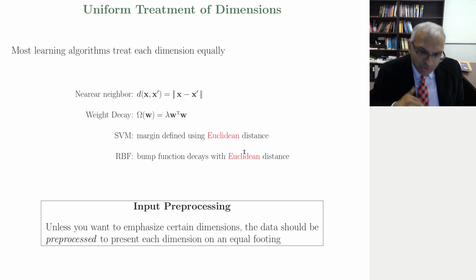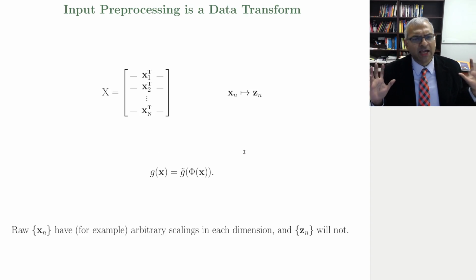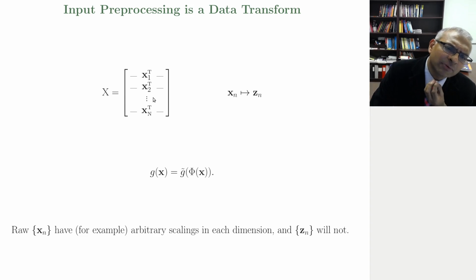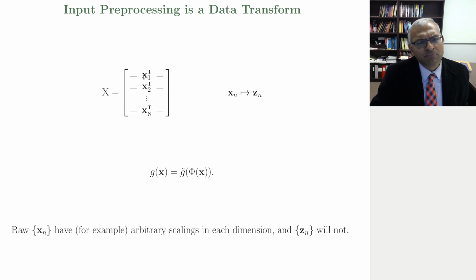Okay? And so with that, let's talk about some basic pre-processing transforms of the data, basic input pre-processing. And then we'll talk about PCA, which is a slightly more sophisticated input pre-processing. So what's the idea behind input pre-processing? You have your data matrix X, whose rows are X1 transpose, X2 transpose, and up to Xn transpose. And what is input pre-processing? Basically what we do is we take each data point, X1, X2 up to Xn, and transform it into Z1, Z2 up to Zn.